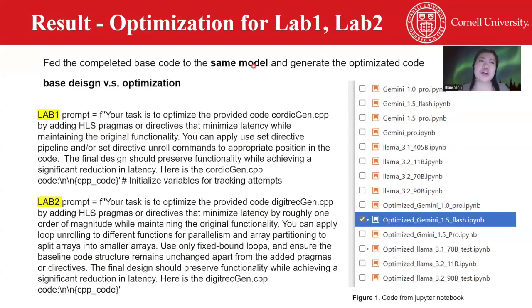And now I'd like to talk about optimization for Lab 1 and Lab 2. After we completed the base code, we fed it to the same model and generated the optimized code. And we compare the latency and area usage of different codes. Here is the prompt for our optimization.